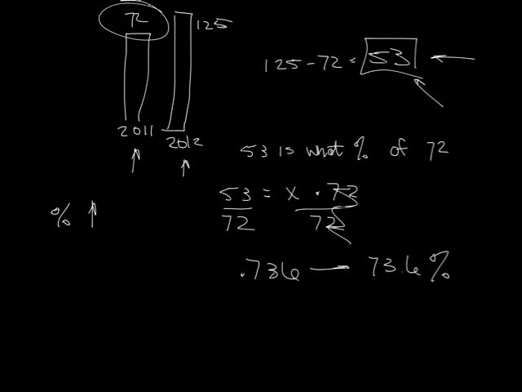So let's look at example 4. In example 4, we have a decrease. Shoes usually sell for $25. They're on sale for $21, so the price went down. What is the percent decrease? Well, before we find the percent decrease, we have to find out what the decrease was. The decrease was $4. The price went down $4.